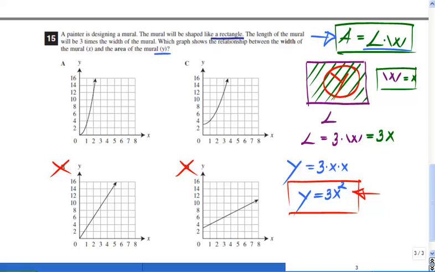Next, I have to choose from A and C, because both seem to be representations of a quadratic equation where your domain is all positive. I'm looking for an x that's greater than 0. Why is that the case? Because we're talking about a mural, a real thing. It cannot have negative sides or negative measurements, and that's why I'm looking only for the positive part of my axis, my width in this case, and all of them have that.